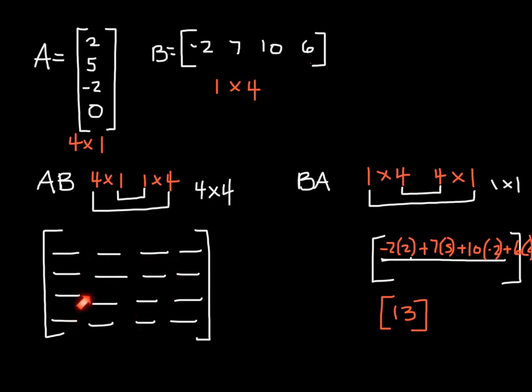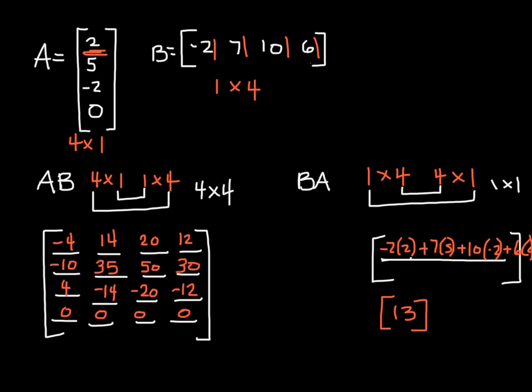This is a lot to fill in, but this element right here is first row, first column. So I'm going to multiply my first row by my first column, and I get -4. First row, second column. First row, third column. First row, fourth column. Pause your video, make sure that you can fill in the rest on your own. Isn't it nice when you have a 0 at the end?